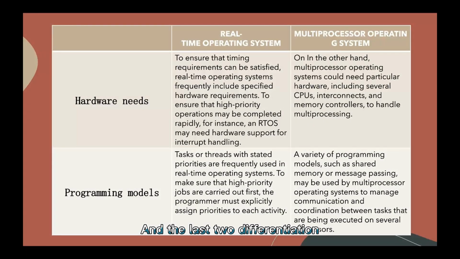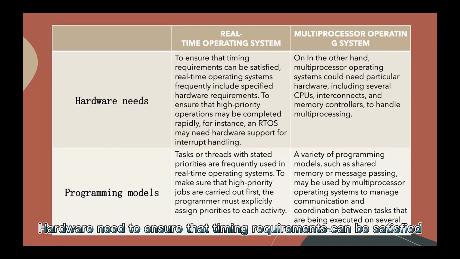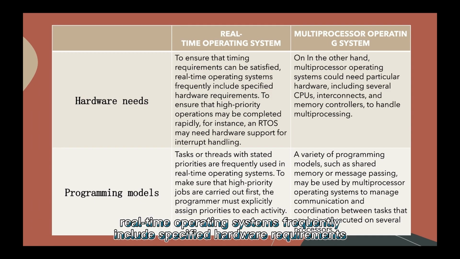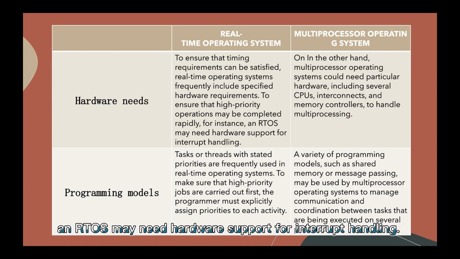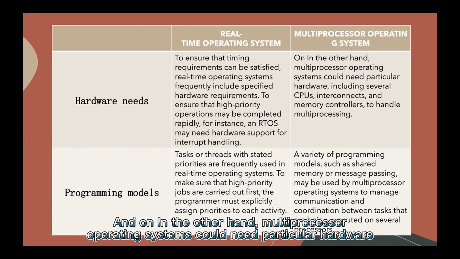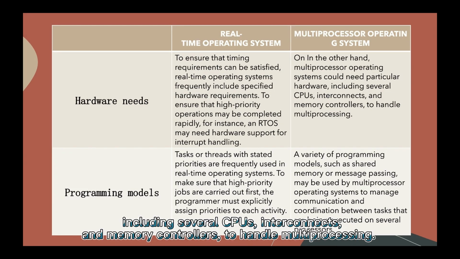And the last 2 differentiation, hardware need. To ensure that timing requirements can be satisfied, real-time operating systems frequently include specific hardware requirements. To ensure that high priority tasks may be completed rapidly, for instance, an RTOS may need hardware support for interrupt handling. On the other hand, a multiprocessor operating system could need particular hardware, including several CPUs, interconnect, and memory control to handle multiprocessing.